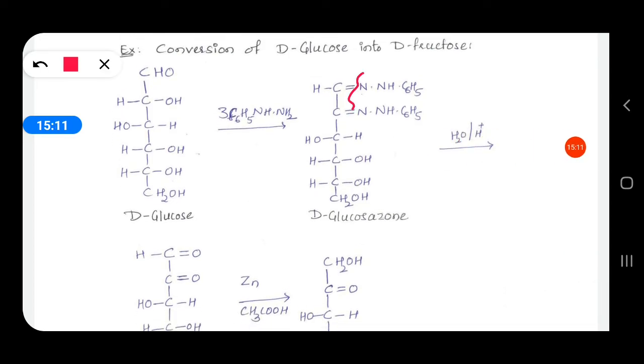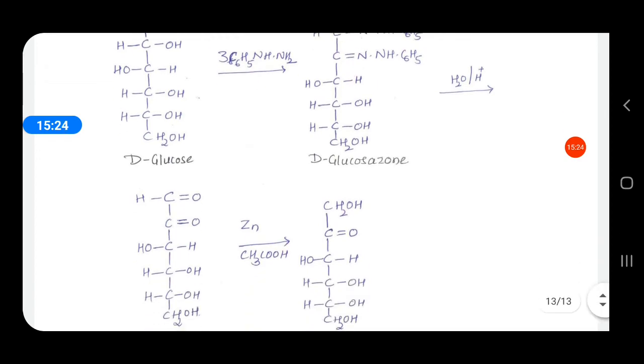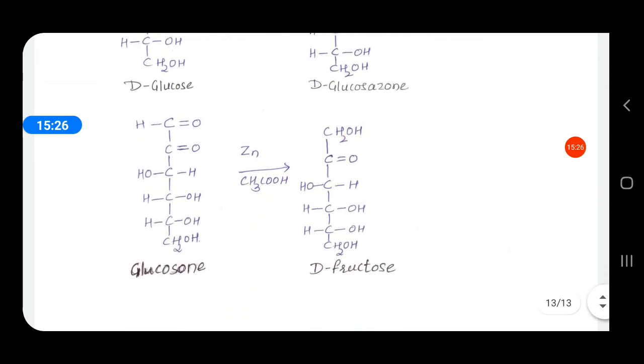This is hydrolyzed on both sides. On one side oxygen and on the other side 2 hydrogens are added. So it becomes HC double bond O and this is C double bond O. So glucosone is obtained. To get fructose, this first carbon, which is the aldehyde group, should be converted into alcohol. So for that, a reduction reaction is carried out.